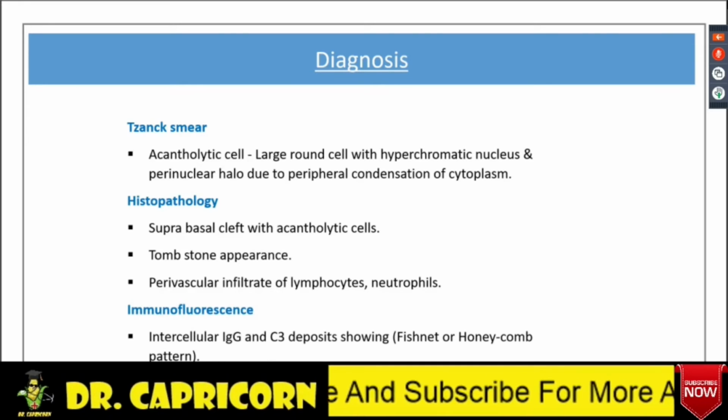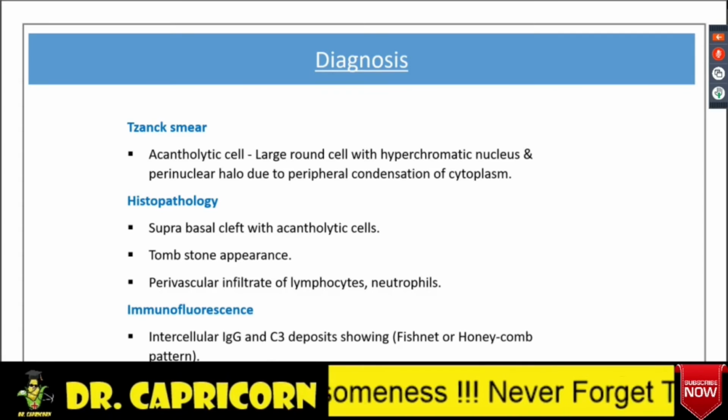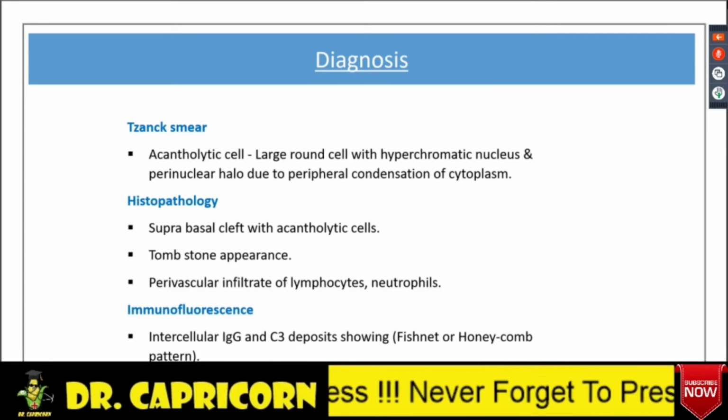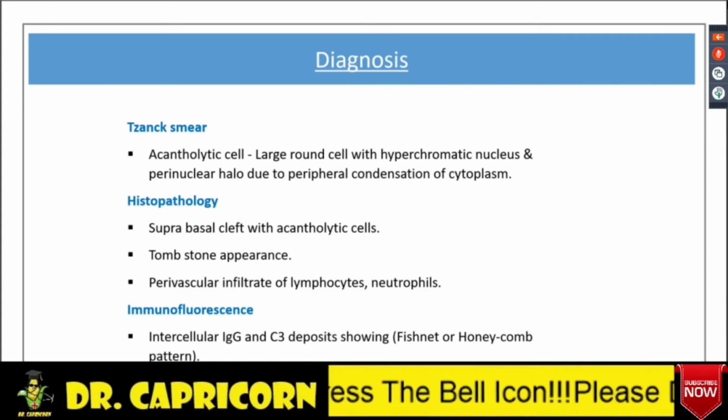The acantholytic cells, as I told you, are basically keratinocytes. They are large round cells with a hyperchromatic nucleus and a perinuclear halo due to peripheral condensation of cytoplasm. These cells are large. The nucleus size is also very large. In the histopathology, once you do a biopsy, what you get? Suprabasal cleft.